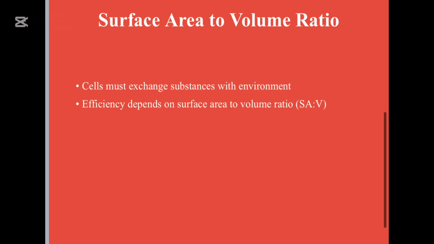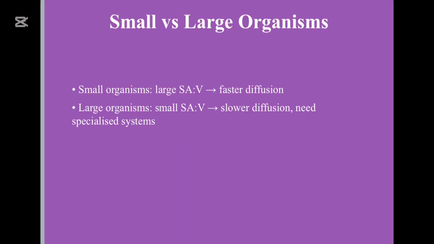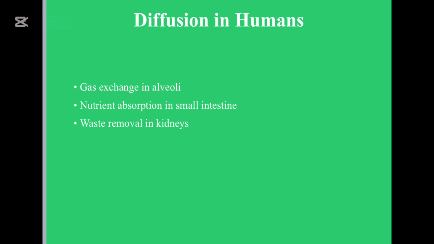Now, let's discuss briefly surface area to volume ratio. One thing you need to know about this is that cells must exchange substances with their environment, and the efficiency with which they absorb these substances into their cells depends on the surface area to volume ratio. Small organisms have a large surface area to volume ratio, and this makes their diffusion faster, when compared to large organisms that have a small surface area to volume ratio, so slower diffusion. So diffusion is slower in large organisms.